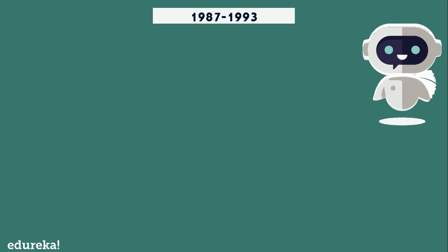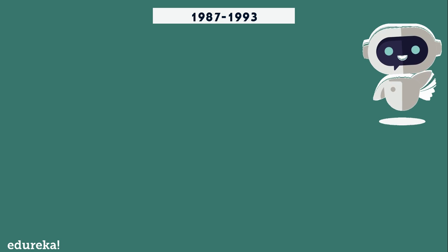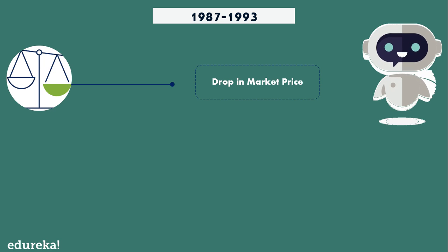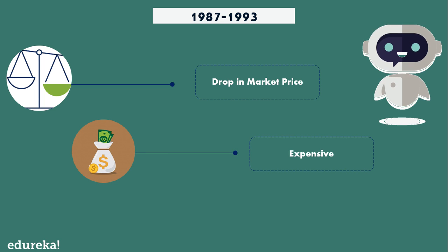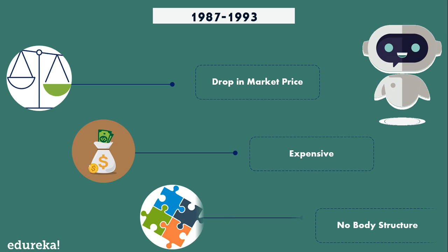Now, the first indication of a change in weather was the sudden collapse of the market for specialized AI hardware in 1987. Now, eventually, the earliest successful expert systems proved too expensive to maintain. They were difficult to update, they could not learn, and they were brittle. Also, the researchers complained that there was no specific body structure that they could rely upon.